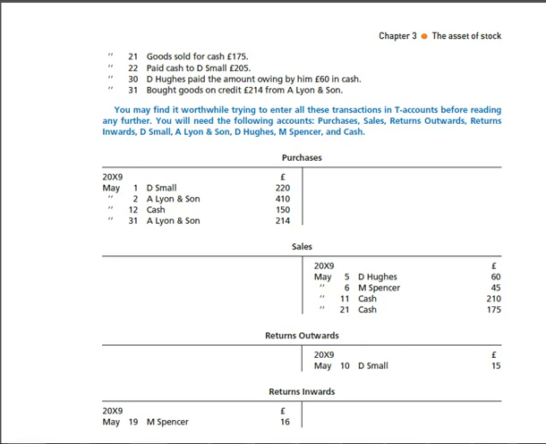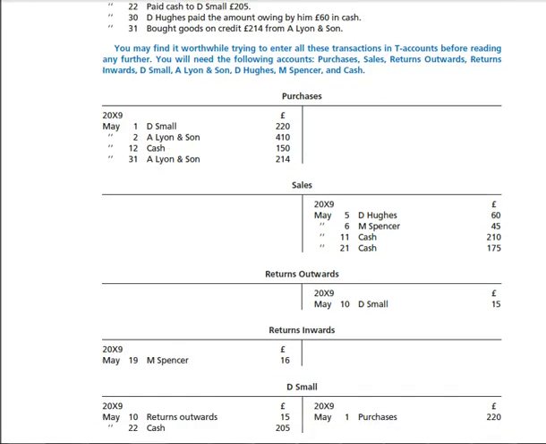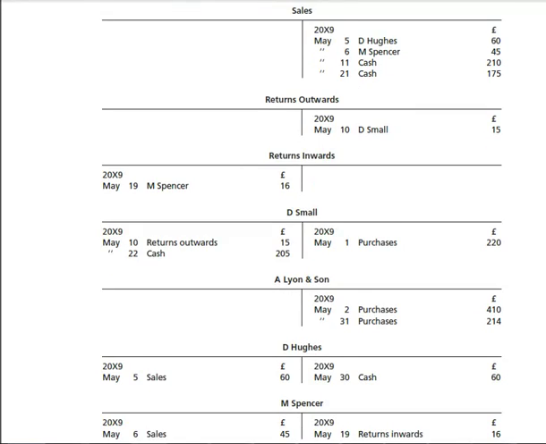The last entry we look at is bought goods on credit 214 from A. Loyens and Son. Again, we need to look at the two effects. Bought goods means purchases. Purchases here is on credit from a creditor. So the purchases account would be debited because the stock has increased. A. Loyens is a creditor, and when a creditor increases, it's credited because it's a liability account. So we would debit purchases by 214 and we would credit the A. Loyens account by the same amount, 214.